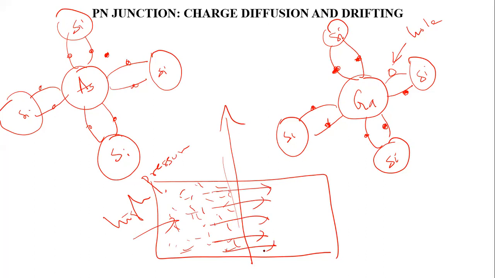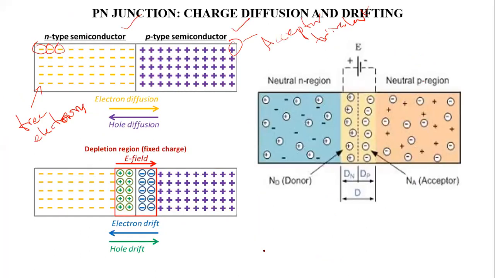Exactly the same phenomenon will occur here. There will be an electron diffusion from left to right, and you can consider that there is a hole diffusion from right to left also. This diffusion will result in what is called transfer of charge. Electrons are transferred from the left side to the right side, which means there is a specific direction of transfer of charge. If there is a specific direction of transfer of charge, it will result in what is called diffusion current.